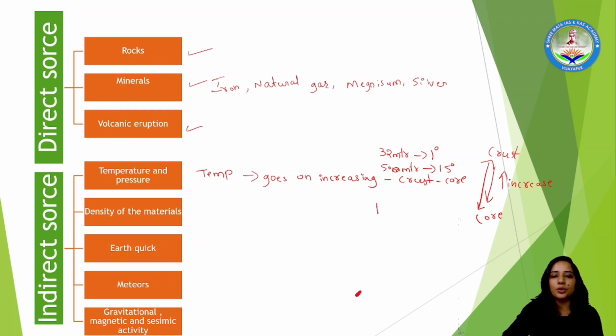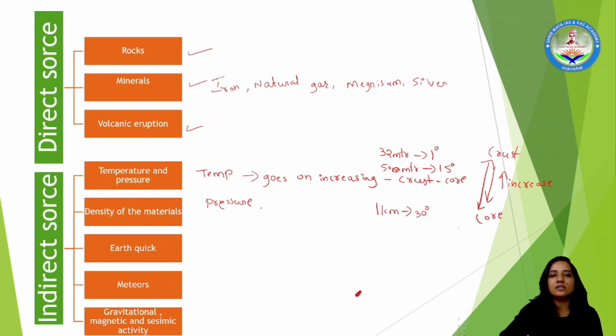Like that, if you move beyond 1 kilometer of distance, if you move from crust to the core, then there is an increase of temperature of nearly 30 degrees Celsius. It means the temperature keeps increasing. So we get to know about the increase in temperature from an indirect source. And one more is the pressure. Pressure similarly increases as temperature increases.